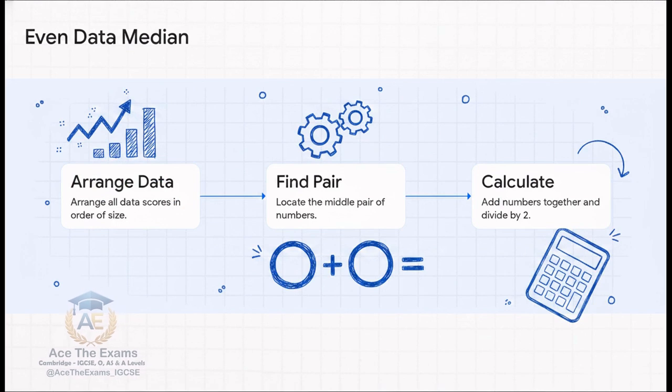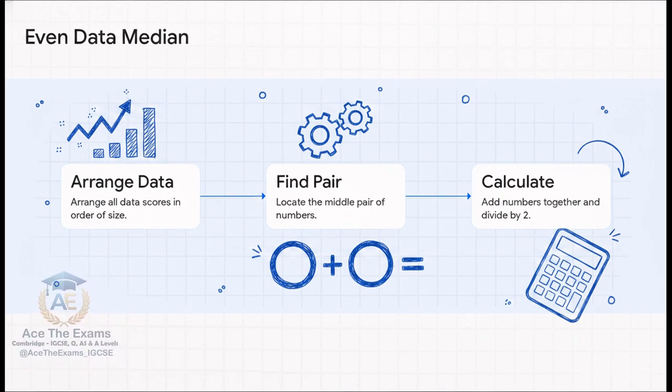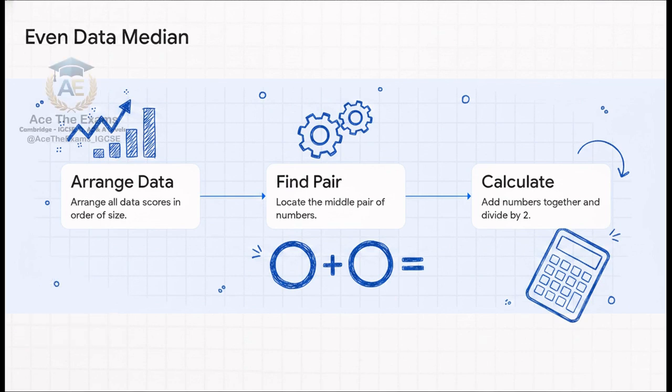Actually, before we scale things up, there's a strict methodology you really need to remember. Finding the median of an odd set of numbers is super easy. You just pick the middle one. But if your data set has an even number of values, there is no single middle number. You must arrange the scores, locate the middle pair, add them together, and then divide by 2. So for instance, if your middle pair is 5 and 6, your median is exactly 5.5.